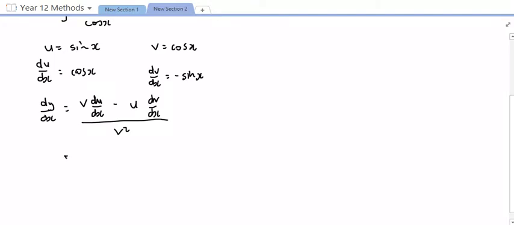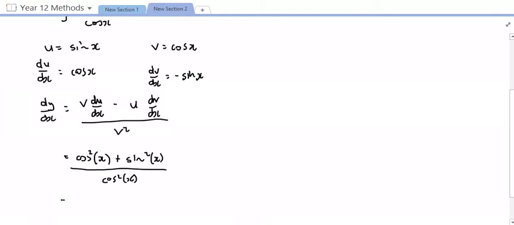So subbing those in, we get cos x times cos x, which I'm just going to write as cos squared x, minus, and then we've got u dv dx, so it's sine x times negative sine x, which is negative sine squared x. When we put that in here, it's going to make this positive. So it makes it plus sine squared x. And that's all divided by v squared, which is cos squared x.